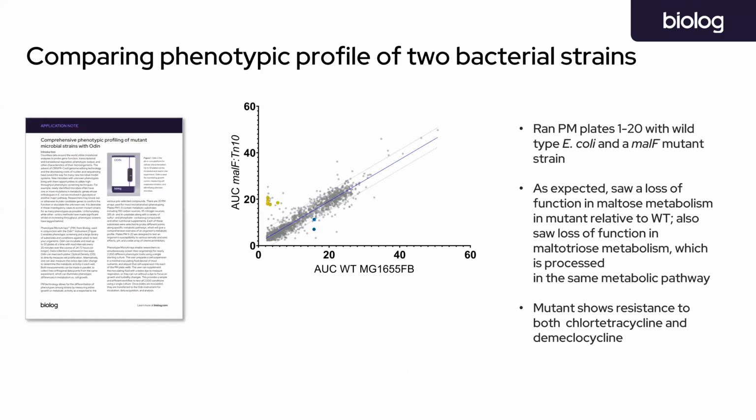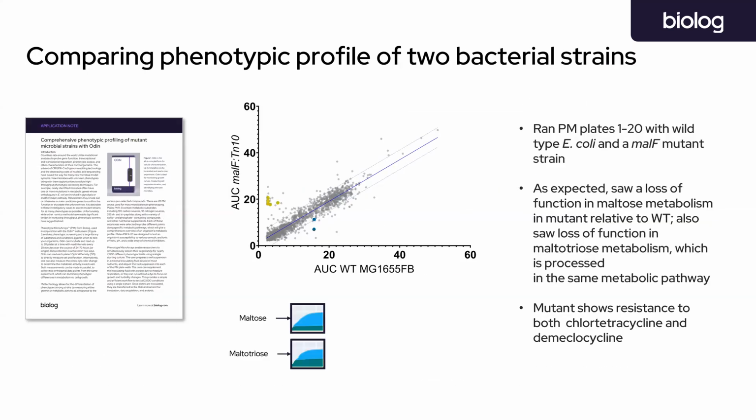Here's a real-life example that can be found in one of our many application notes. Here we're comparing a wild-type strain of E. coli and E. coli with a mutation in the malF gene, which also carries a tetracycline resistance cassette. So here you can see that after analyzing nearly 2,000 different culture conditions in a single experiment, which is each of these gray points along this concordance line, we can easily point out significant differences in substrate utilization between each strain.